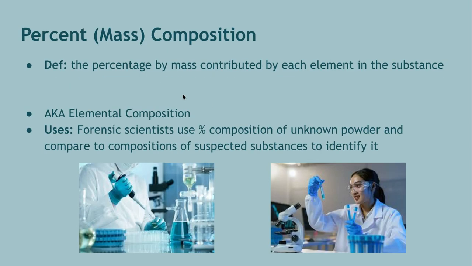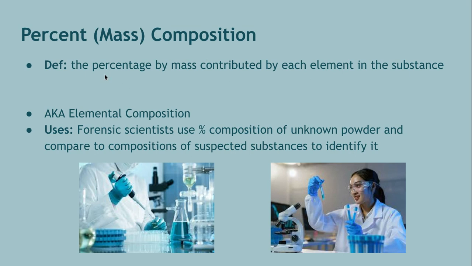Moving on to percent mass composition, which is also covered in this unit because it relates directly to the formula weight. The direct definition of this is going to be the percentage by mass contributed by each element in the substance. And it's also known as the elemental composition, which just relates to the types of elements that are contributing to this general composition.